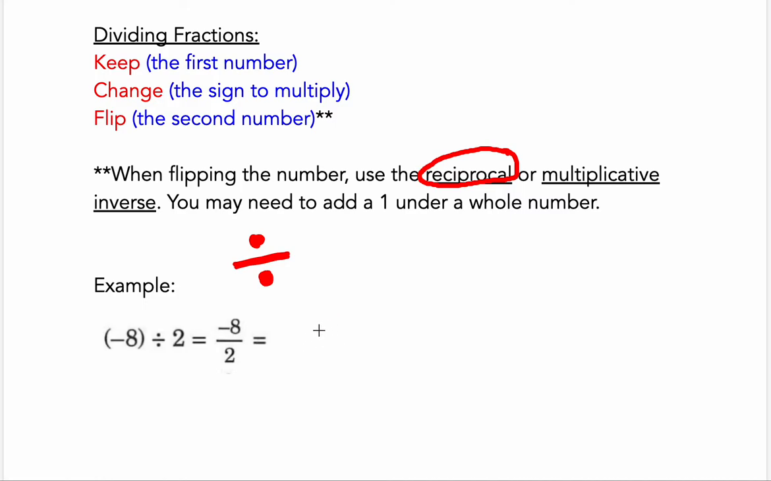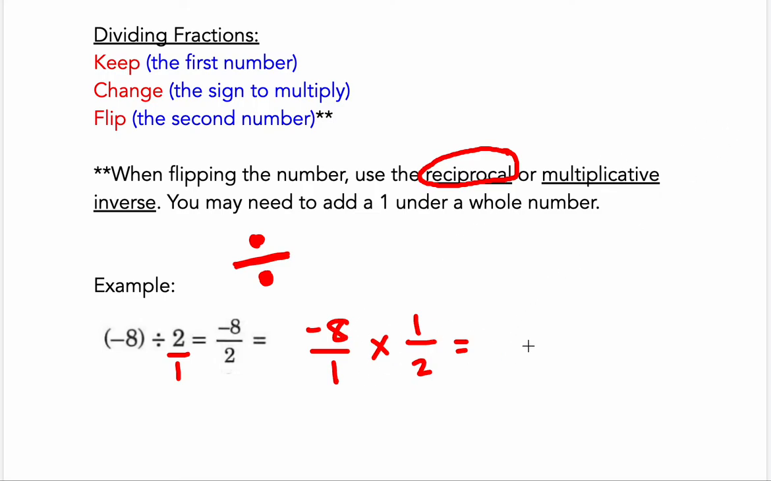So again, we're going to keep the first number the same. It's a whole number, so we're going to add 1 on the bottom, change the sign from a division to a multiplication, and then we're going to flip the second number. So this 2 really has a 1 on the bottom, so we'll flip it so that the 1 is on top now and the 2 is on the bottom. Then it becomes a multiplication problem.